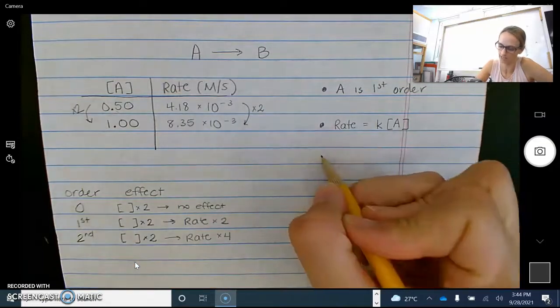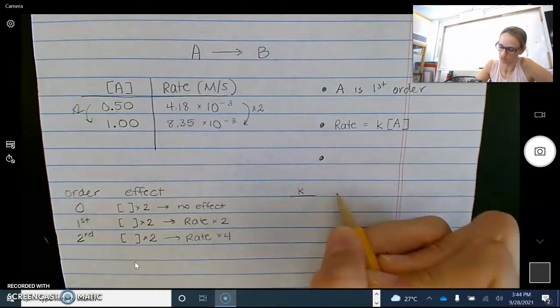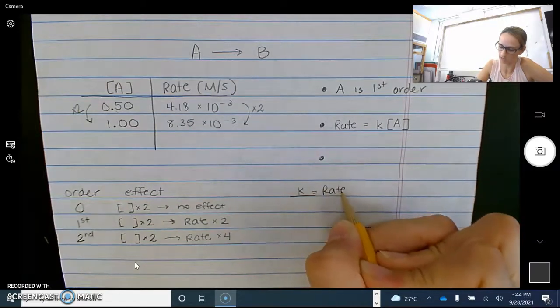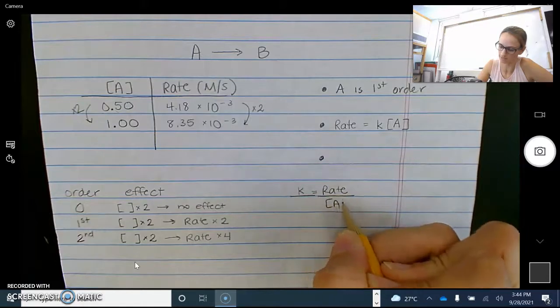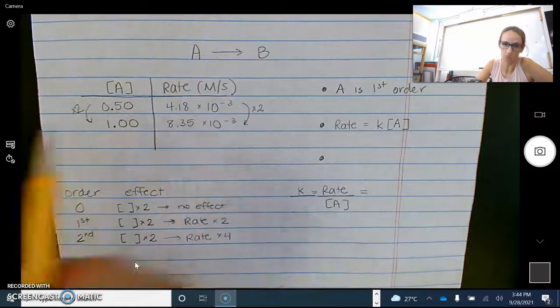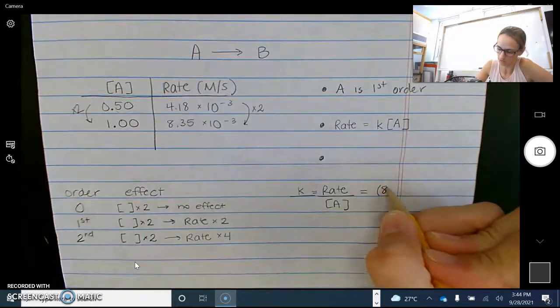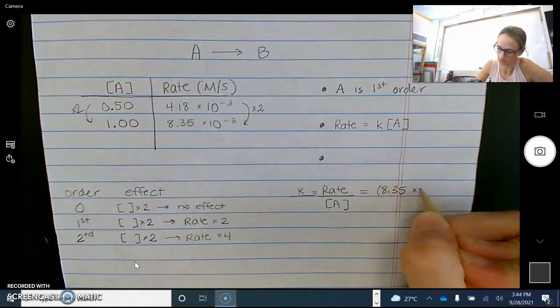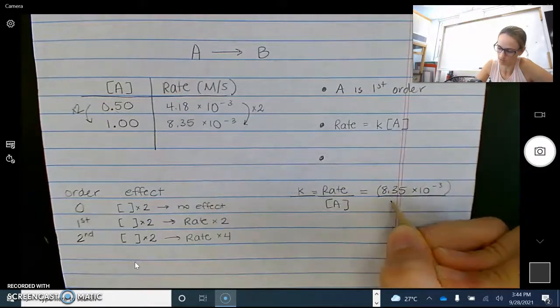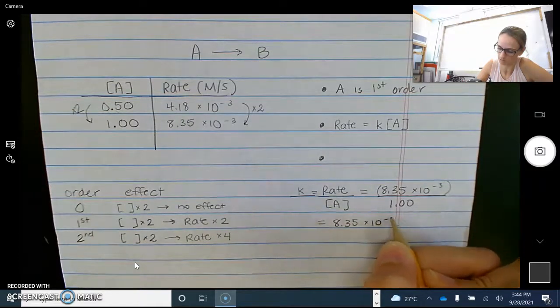Okay, solving for K. First rearrange, so K equals rate divided by A. Then sub in some numbers. It doesn't matter which numbers you pick. If the equation's correct, it should work. I'm going to pick the second lot just because it has a 1 in it, so I know my math will be easy. So 8.35 times 10 to the minus 3 divided by 1, which is simply 8.35 times 10 to the minus 3.